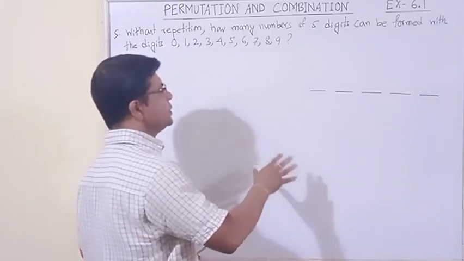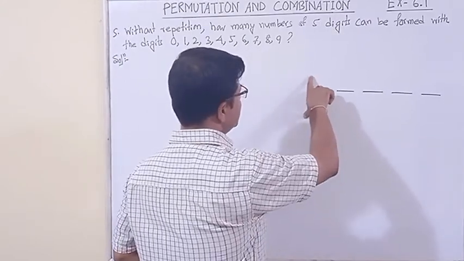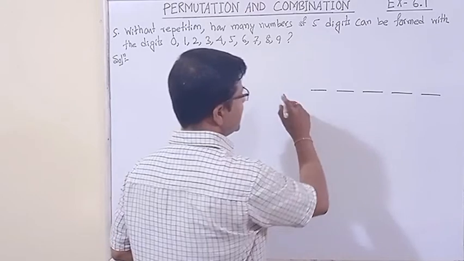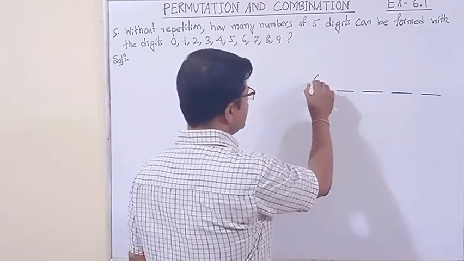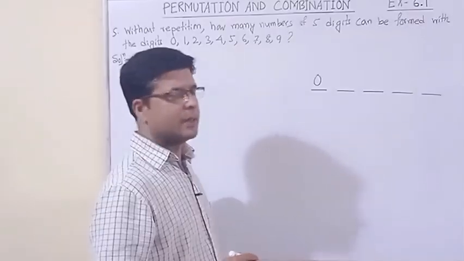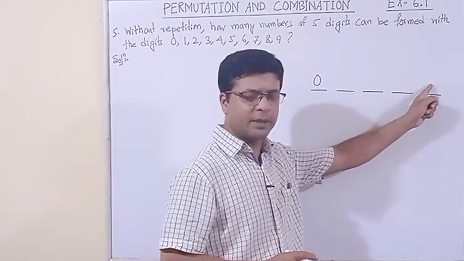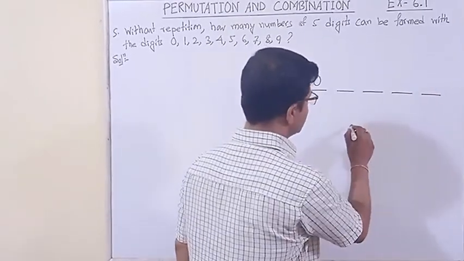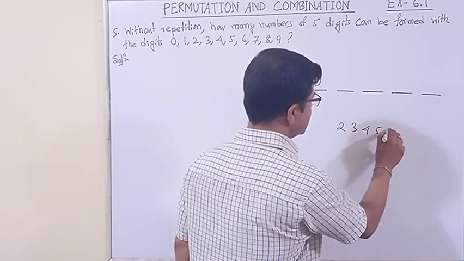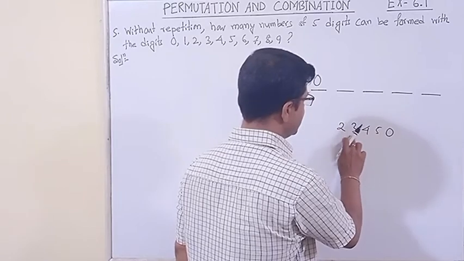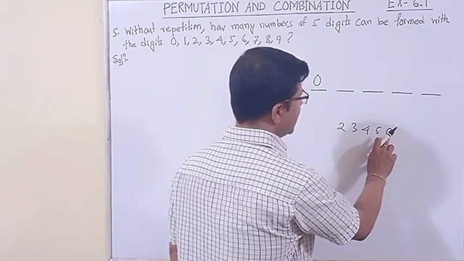Now at first we shall always start with this digit. Suppose we will obtain a 5 digit number. Can we start with 0? Never. Digit 0 can be anywhere except here. Even 0 can be here. Suppose a number is 1 2 3 4 0. This is a 5 digit number, 1 2 3 4 5, but it ends with 0.